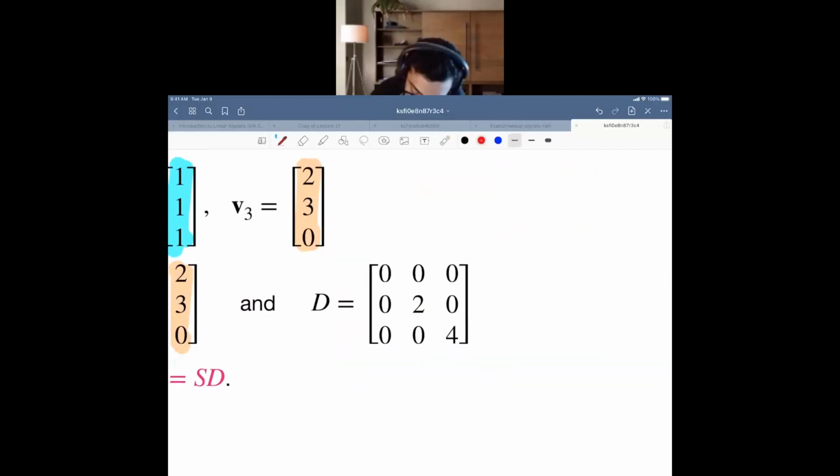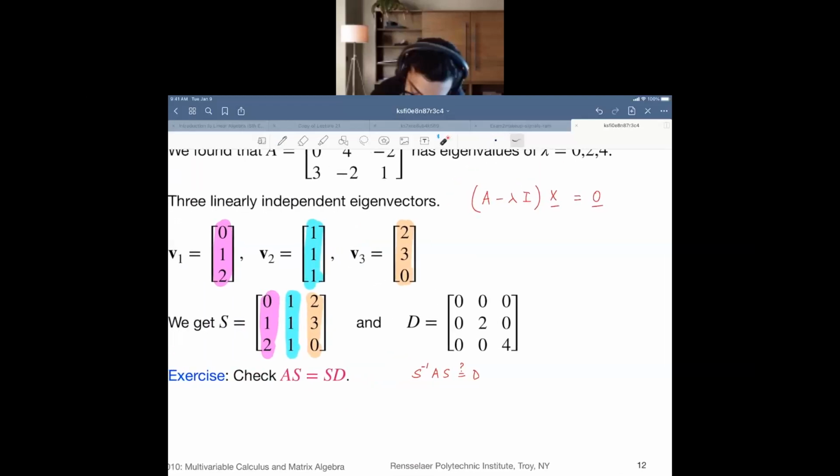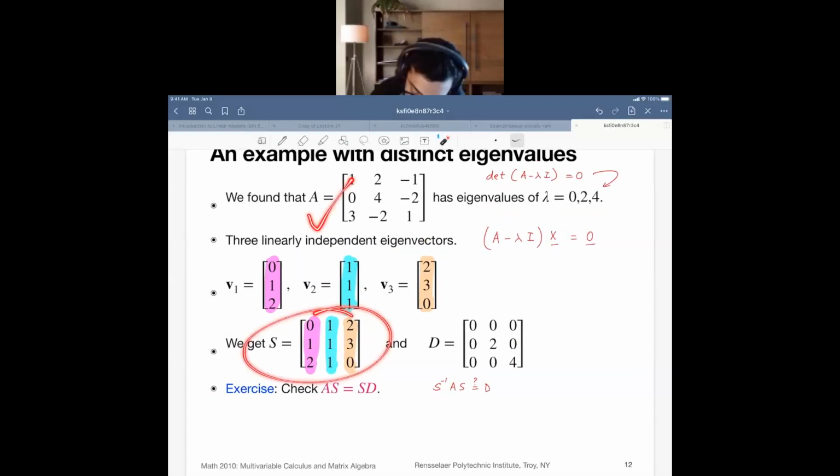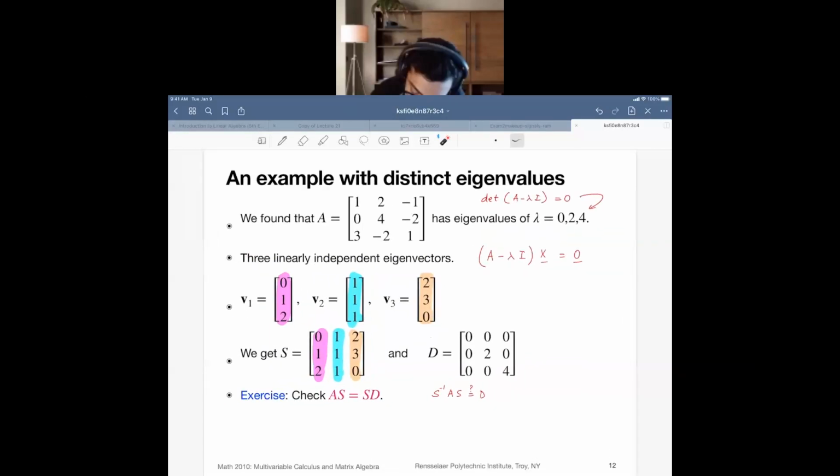If you do the other check, S inverse AS equals D, this involves inverting a 3 by 3 matrix, which may be time consuming. So instead, what you can do is just check AS equals SD. Does it equal or not? You have S from here, you have A from here, S again is here, and D is here. Multiply it out on both right and left, and if they are the same, you know that A was diagonalized to D using S. So here is an example where the matrix A with distinct eigenvalues was diagonalizable. And you can check this later.